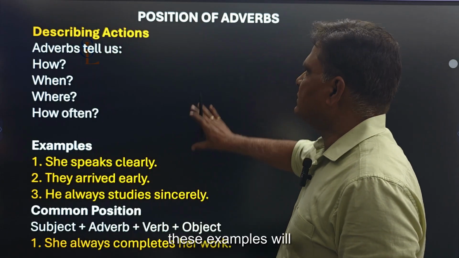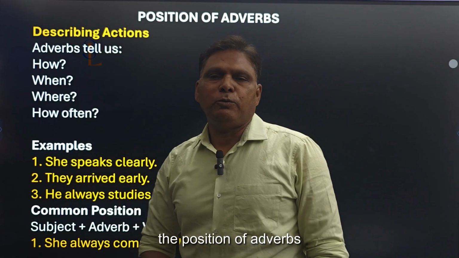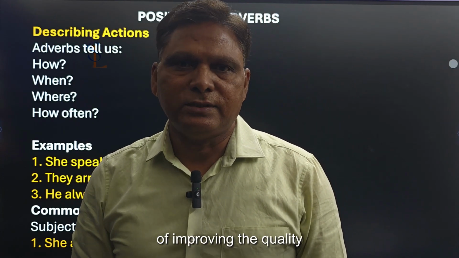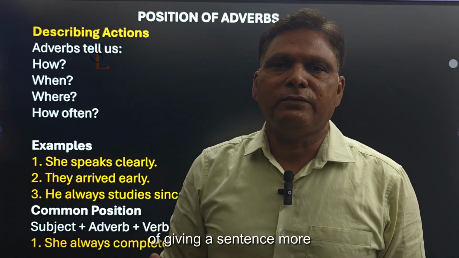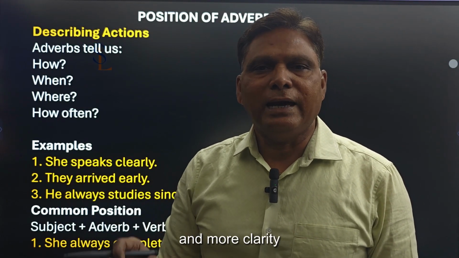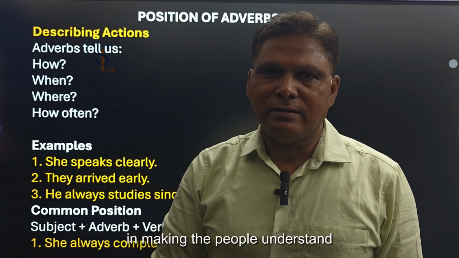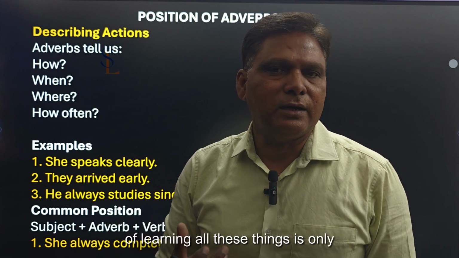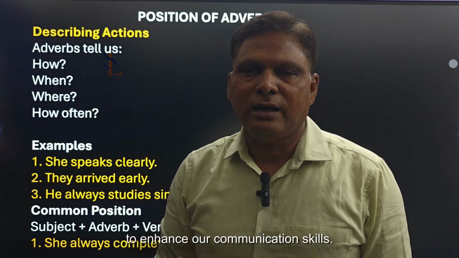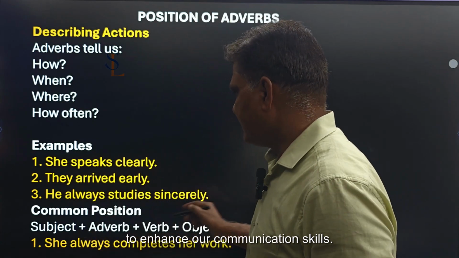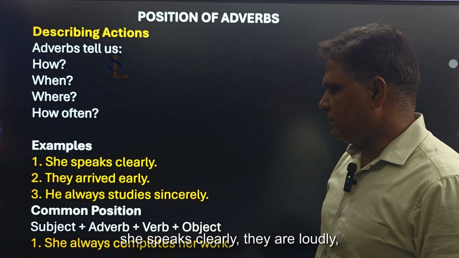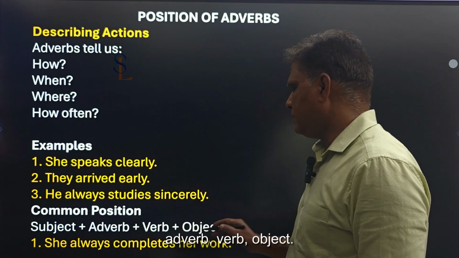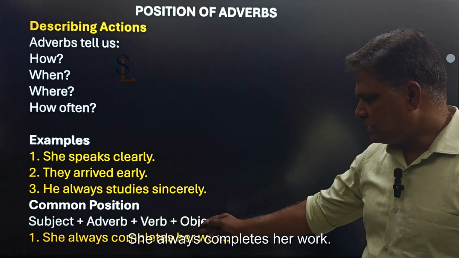So here, these examples will clearly help us understand the position of adverbs, and this is one of the ways of improving the quality of a sentence. This is one of the ways of giving a sentence more and more clarity in making the people understand, and communication becomes better and better because our very purpose of learning all these things is only to enhance our communication skills. So she speaks clearly, they arrived early, he always studies sincerely, and common position is subject, adverb, verb, object. She always completes her work.